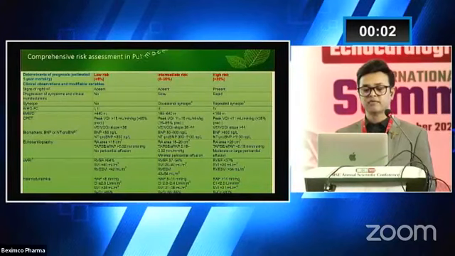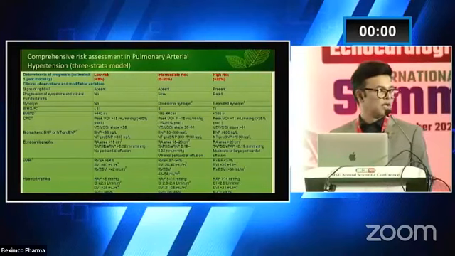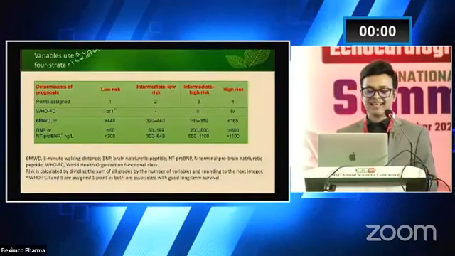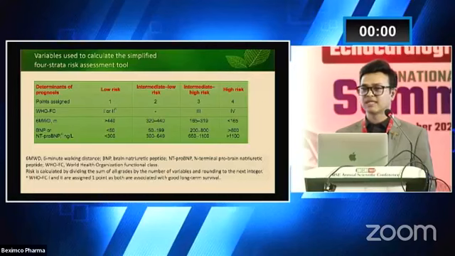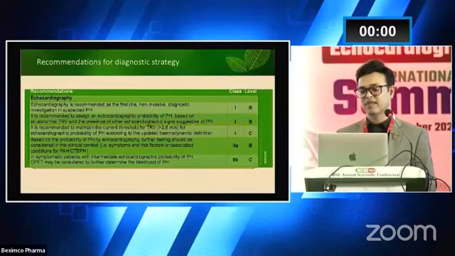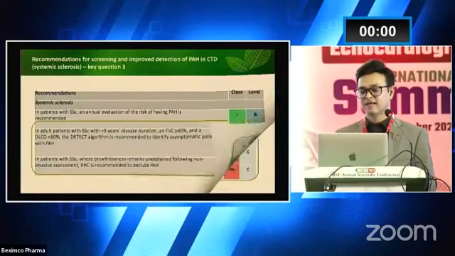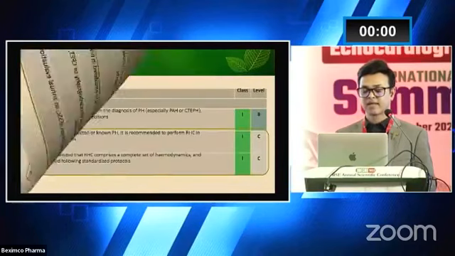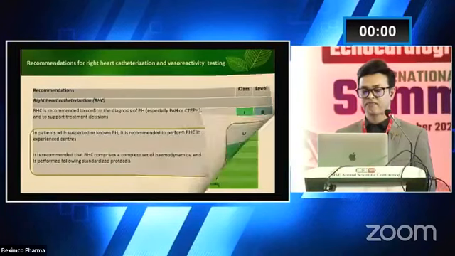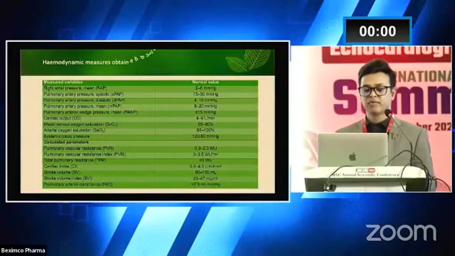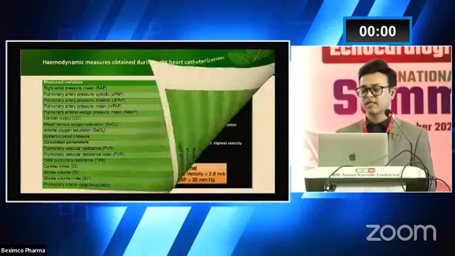This is the comprehensive risk assessment of pulmonary hypertension. Determinants of prognosis; this is for risk assessment. I am skipping all the hemodynamic measurements obtained during right heart catheterization.